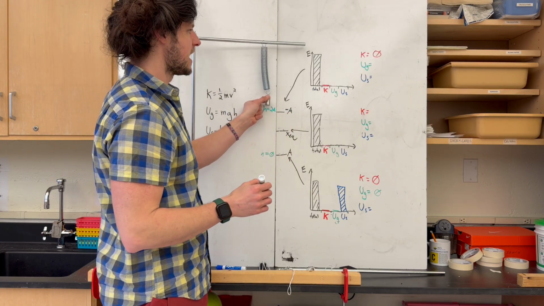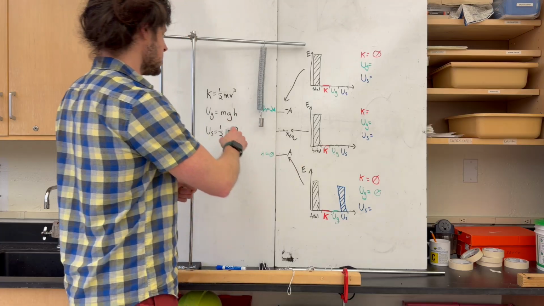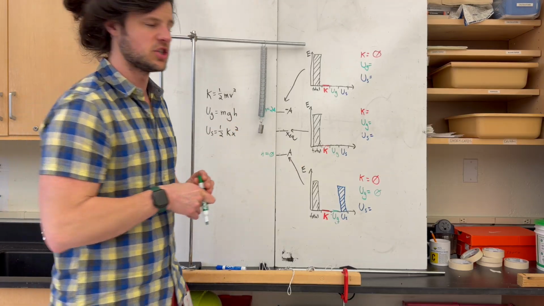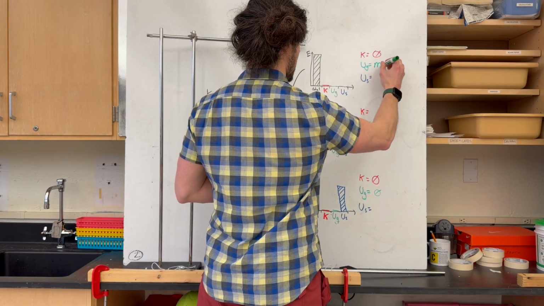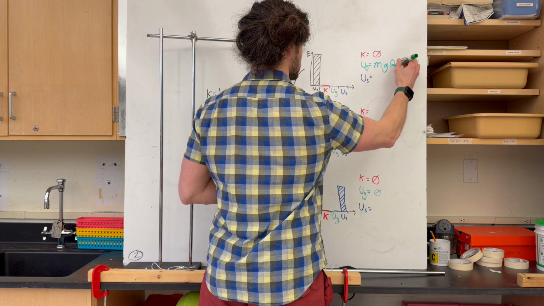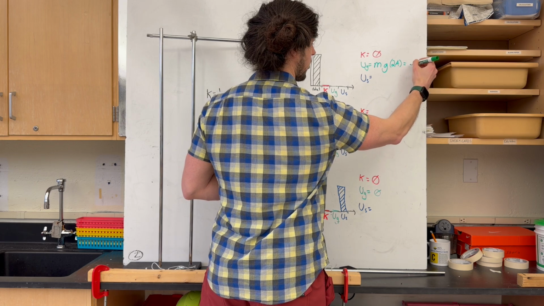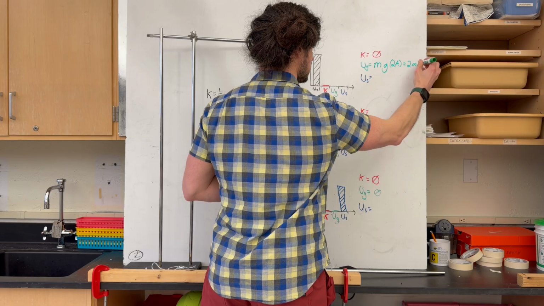And so that means that since our height is 2A, we can use again our gravitational potential energy equation that equals m times g times our height, in this case 2A. So our gravitational potential energy is 2mgA.